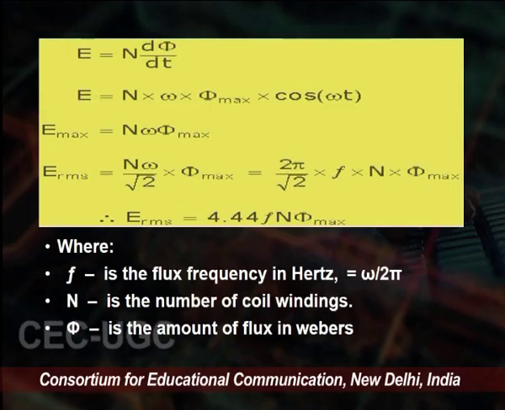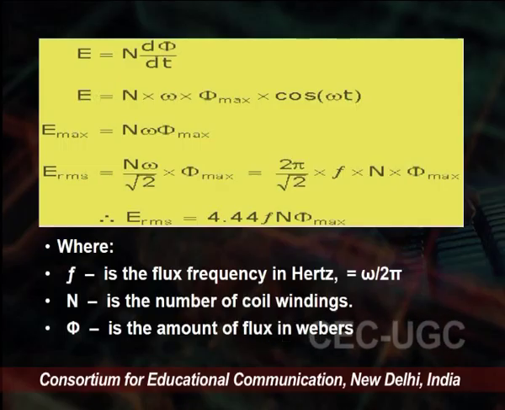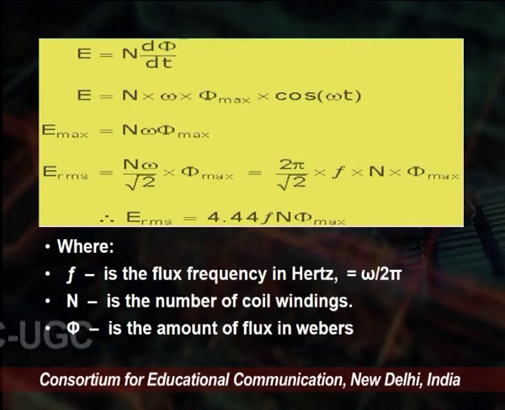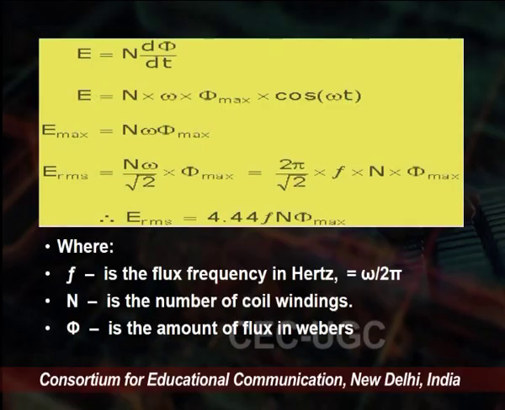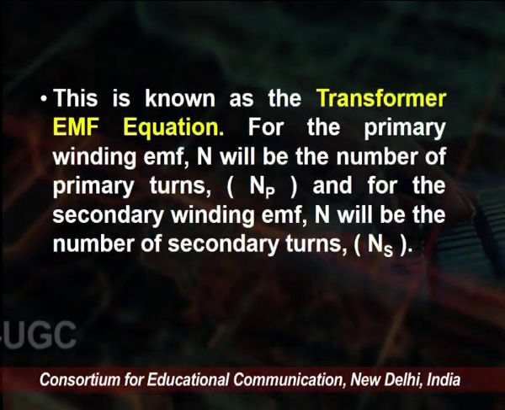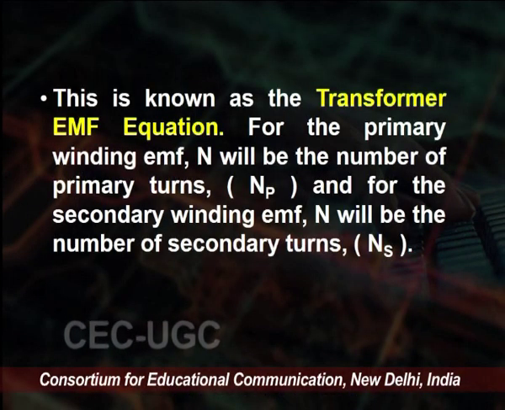E RMS is equal to 4.44 f N phi m, where f is the flux frequency in hertz, omega by 2 pi, N is the number of turns of the winding, and phi is the amount of flux in webers. This is known as the transformer EMF equation. For the primary winding, NP is the number of primary turns, and NS is the number of turns for the secondary.